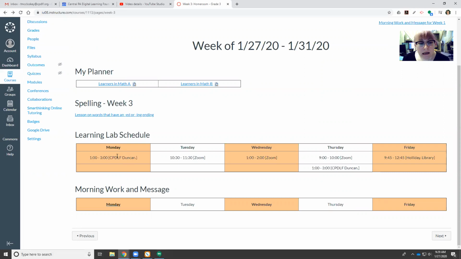Learning lab schedule today from 1 to 3, we're at CPDLF Duncansville. Tuesday, 10:30 to 11:30, we have LG Zoom, so you could drop in for Zoom. Wednesday, 1 to 2 Zoom, and it's just 3rd grade. Thursday, 9 to 10 Zoom, it's drop in, so that's LG, 3rd grade, and 6th grade. And then we have 1 to 3 at the Duncansville site. And Friday, I'm at the Hollidaysburg Library from 9:45 to 12:45.